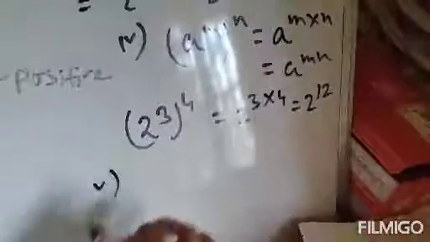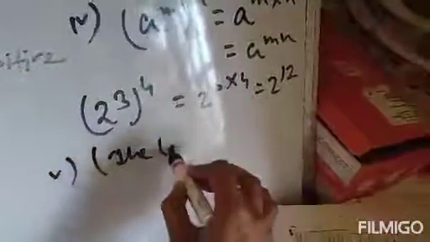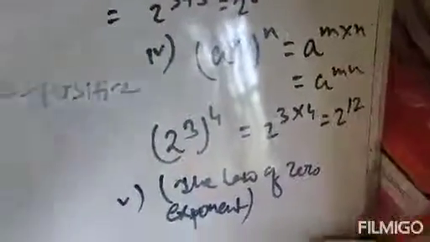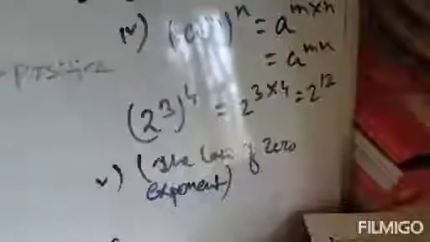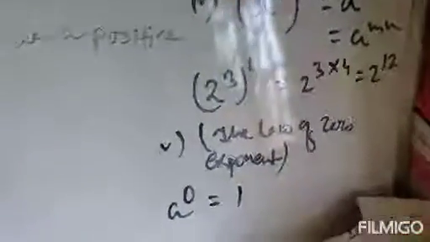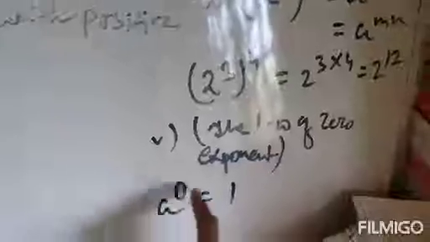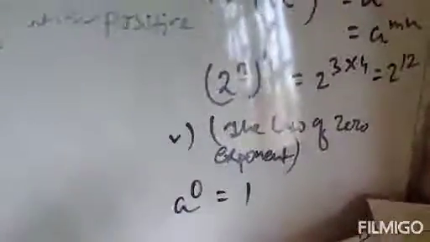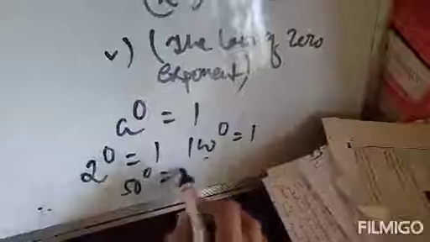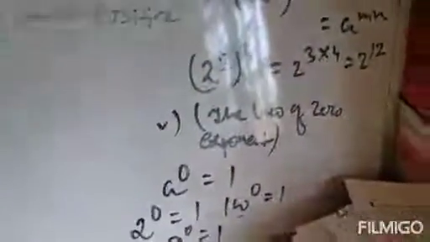Clear? Next, the fifth law. The fifth law is the law of zero exponent. That is, if a is any non-zero integer, then a to the power 0 will be 1. That means if there is 0 in the power or index and the base is any non-zero integer, then your answer will be 1. Clear? For example, 2 to the power 0, its answer will be 1. 100 to the power 0, its answer will be 1. 50 to the power 0, its answer will be 1. That means if the power is 0 and the base a is any non-zero integer, then your answer will be only 1. Clear?